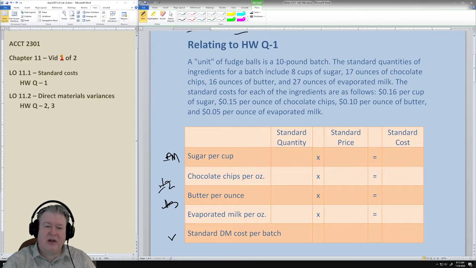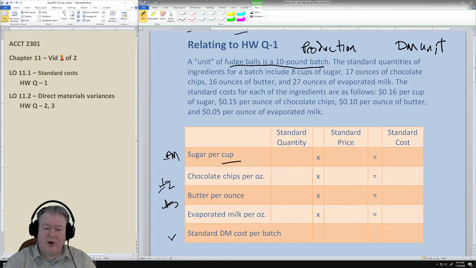And if you notice the unit that we're talking about, and this is important to recognize, we can have the production unit. What is the production unit? That is a fudge ball, a 10-pound batch. And then we can have the direct material unit. So it's easy to get mixed up between the two. Here, the direct material unit is, for sugar, per cup. The direct material unit here is ounce, ounce, ounce. So just make sure you understand what you're looking at.